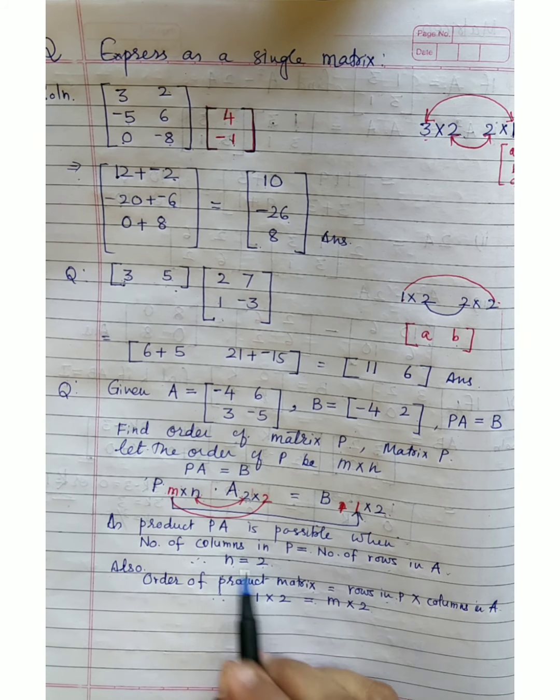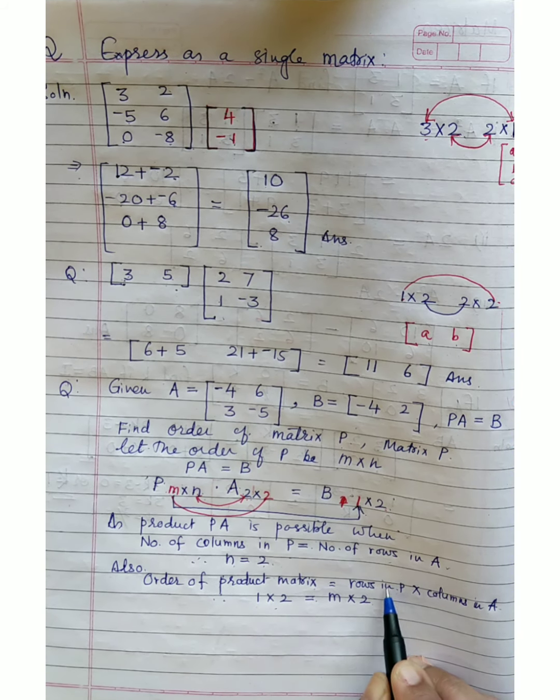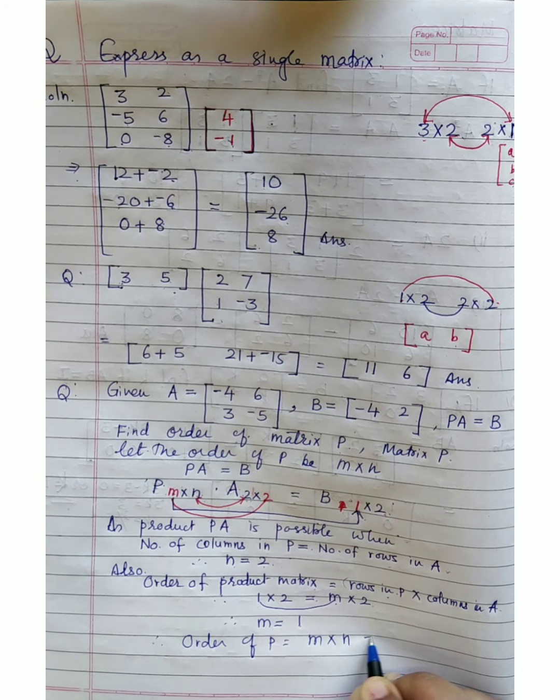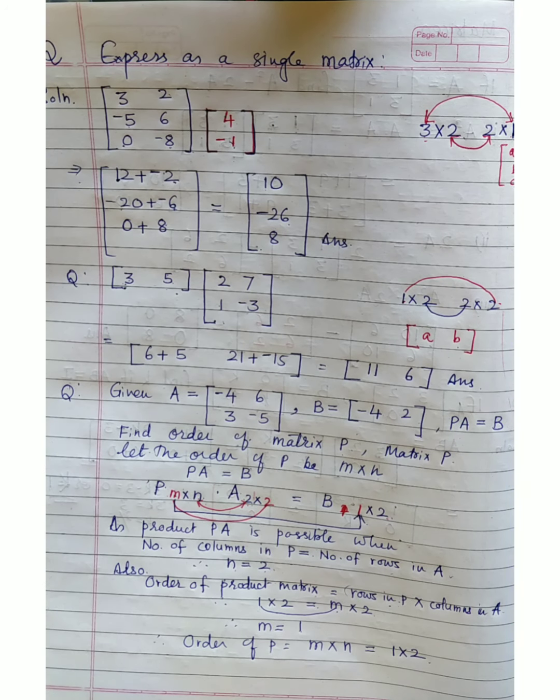So here already we know the order is 1 by 2. That will be equal to rows in P, which we do not know m, and columns we know 2. So here you get, therefore m is equal to 1. Therefore order of P, which was m cross n, is 1 by 2. First part of the answer. Now let's see the second part, that is we need to find the value of matrix P, right?